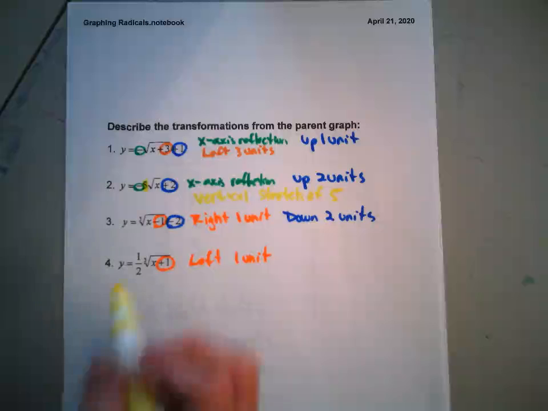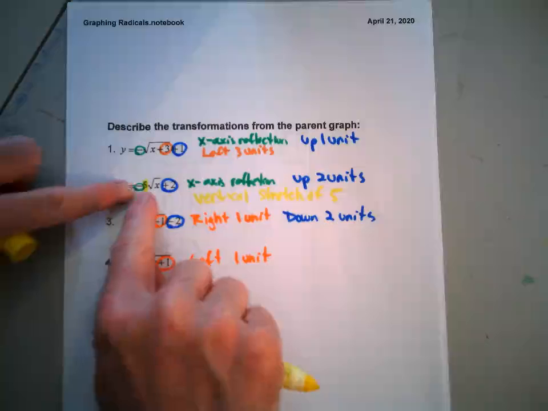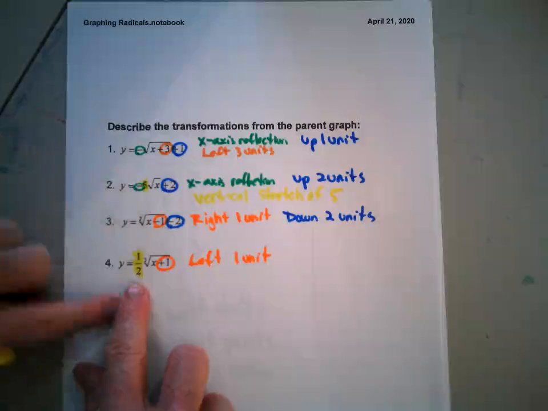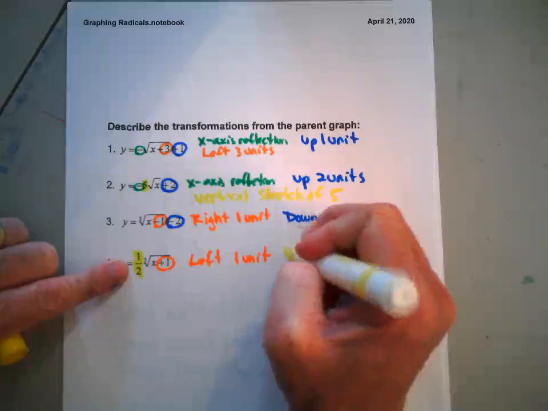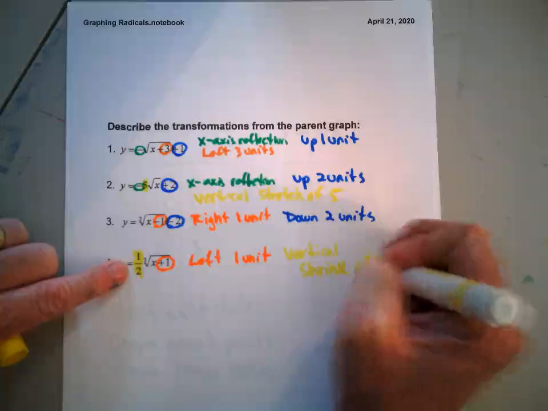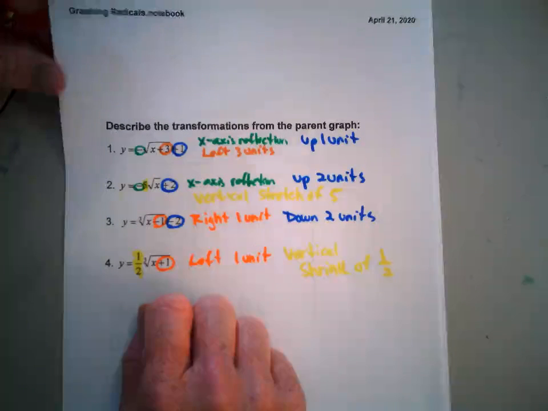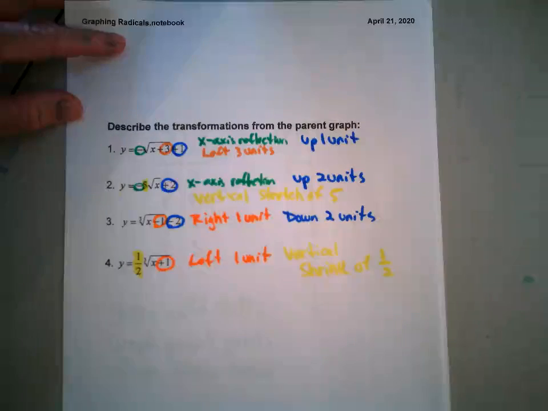Which brings us to the half that's in front of it. So this 5, because it was a number bigger than 1, is a stretch. This half is a number smaller than 1, between 0 and 1, so therefore it has a vertical shrink of 1/2, which is going to act as a multiplier as we get into our t-charts. But you guys probably took care of this in last night's homework from problems 1 through 4, where you're describing the transformations.